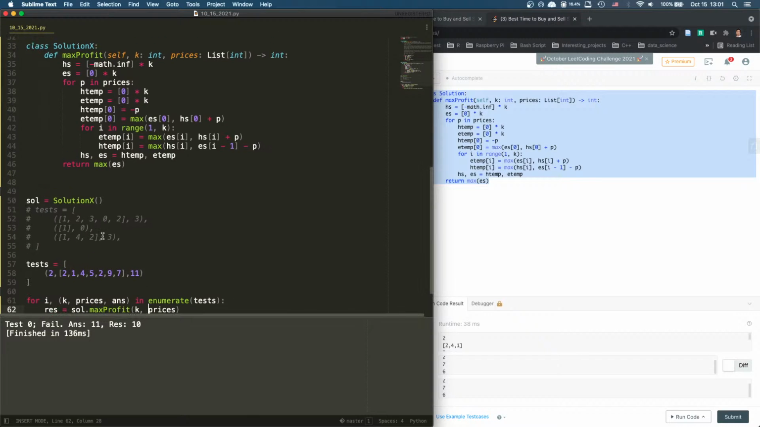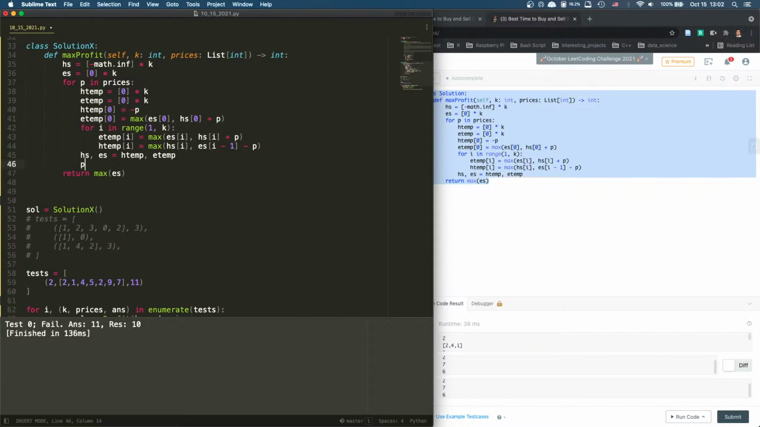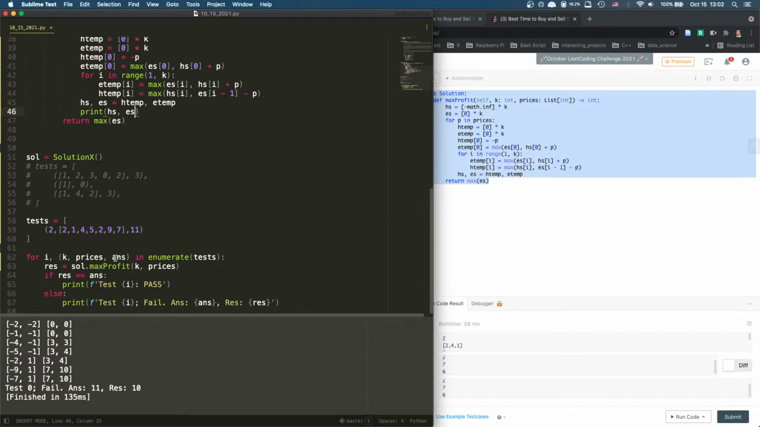I feel like I've done something like this before. Yeah, I remember. How do you want to do this? We just print HS and ES. There's H1, H2, and E1, E2, right? And at the end, E1, E2 is 10. But H1, H2 we're still holding.